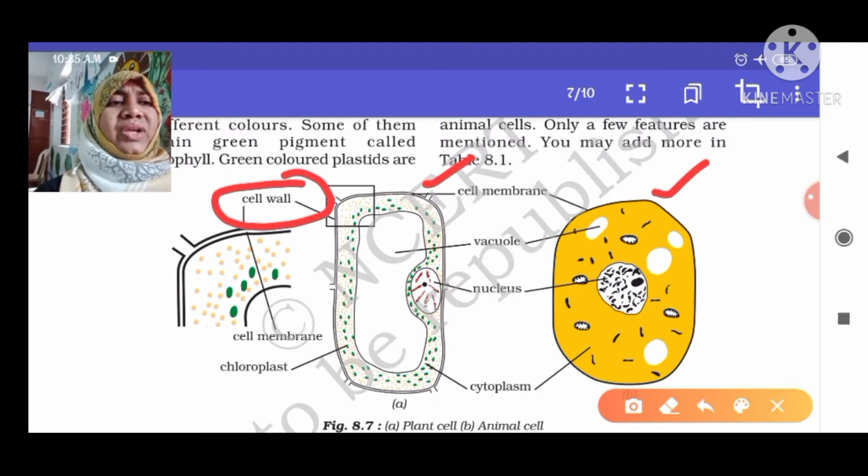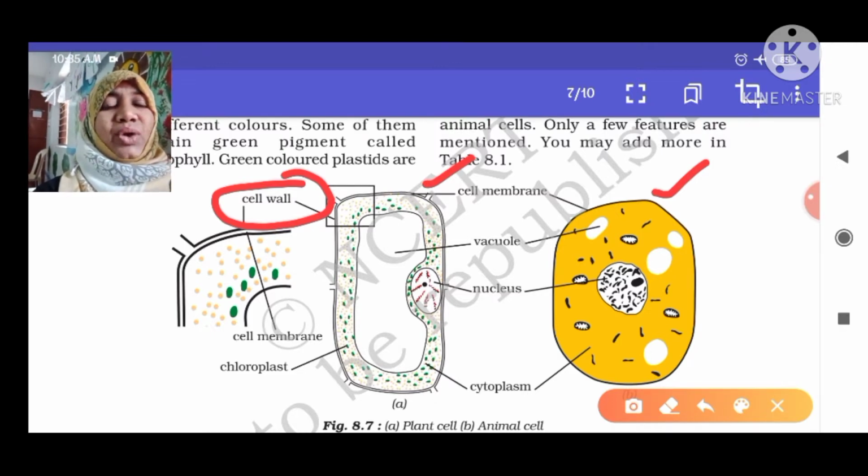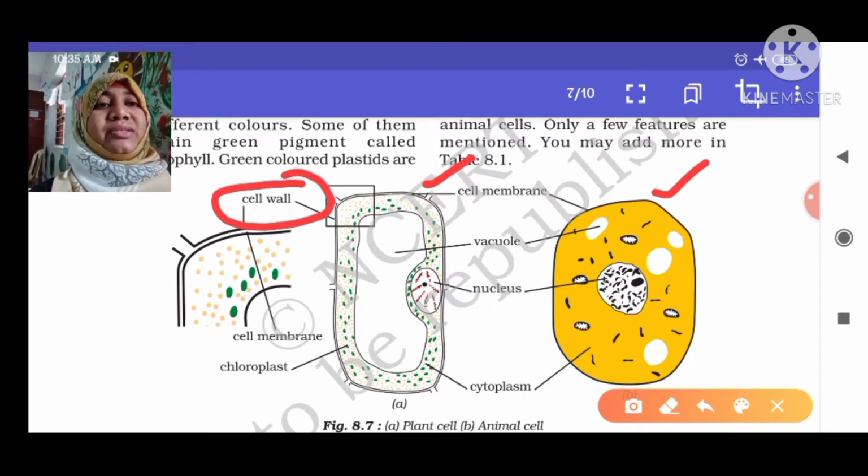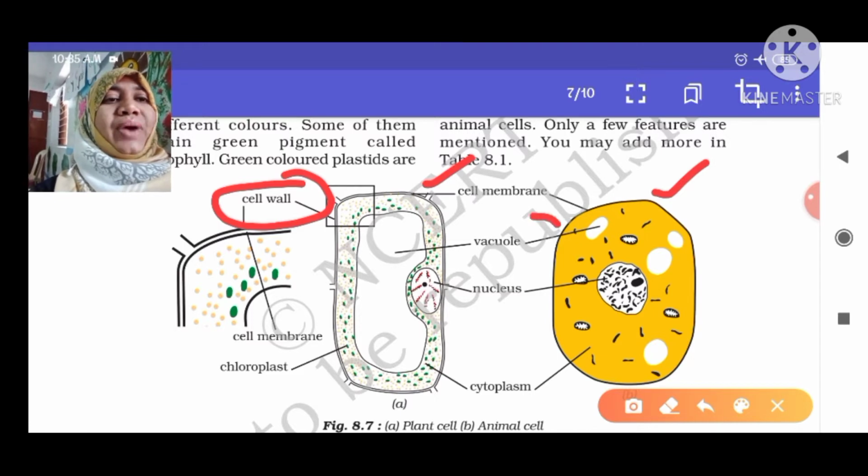When they are not moving, what is necessary for them? What is the necessity for them to have the cell wall? To have the rigidity, to stay fixed, to have the ability to stand, the mechanical support that is provided by the cell wall.